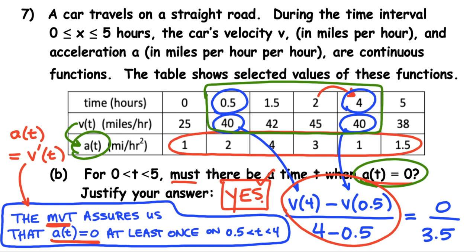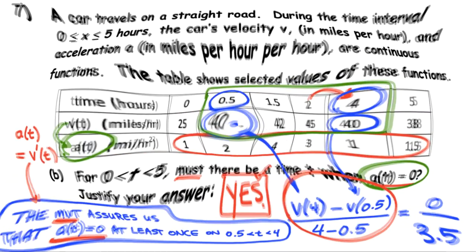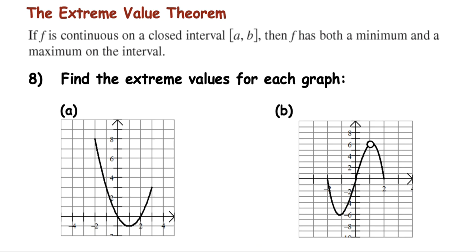Nice. Okay, one more slide. We've done the intermediate value theorem. We've done the mean value theorem. And finally, last but not least, the extreme value theorem. Honestly, it probably is least. It's the least used of the three. It's still a theorem, so it's still true all the time.